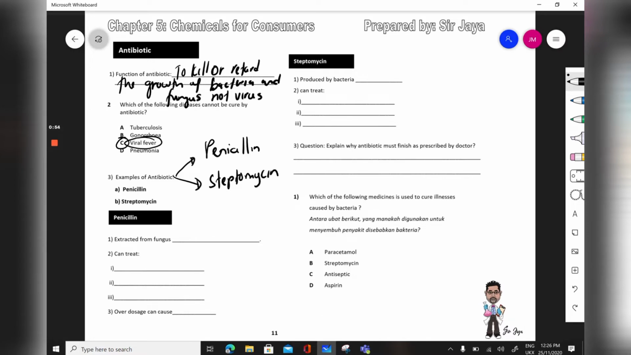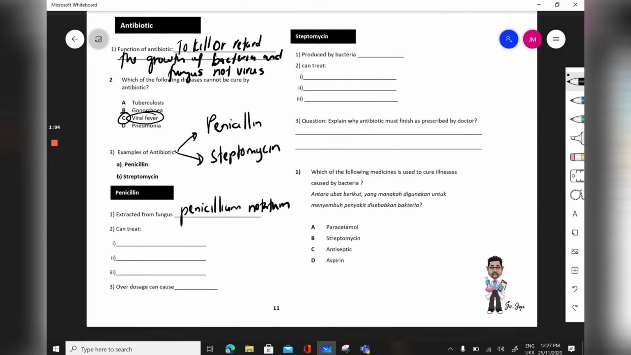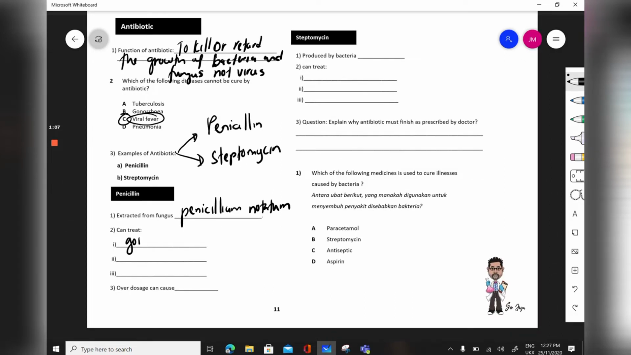streptomycin. Penicillin is extracted from the fungus known as Penicillium notatum, and penicillin is used to treat gonorrhea, a sexually transmitted disease, and also syphilis, another sexually transmitted disease, and pneumonia, an infection in the lungs. And overdosage can cause death.